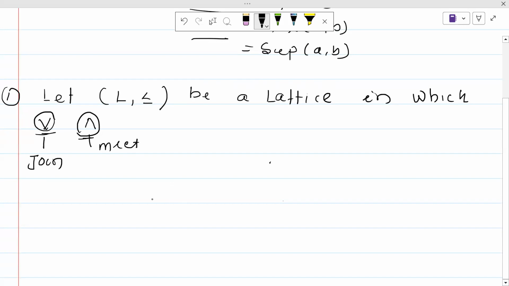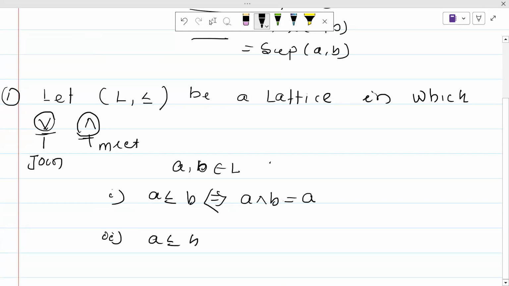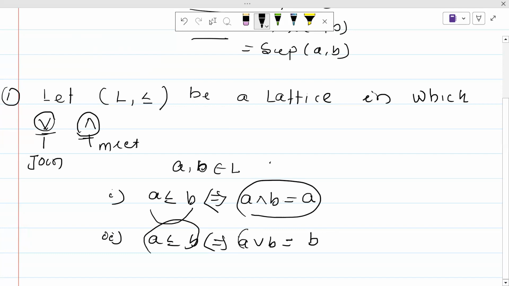Suppose A, B, two elements, belong to L, and we satisfy the above conditions. First criteria: A less than or equal to B if and only if A conjunction B is equal to A, and A less than or equal to B if and only if A disjunction B is equal to B. That is the condition for the lattice. A less than or equal to B and A conjunction B is equal to A. That is the criteria. A less than or equal to B, A disjunction B is equal to B. That is also a criteria.